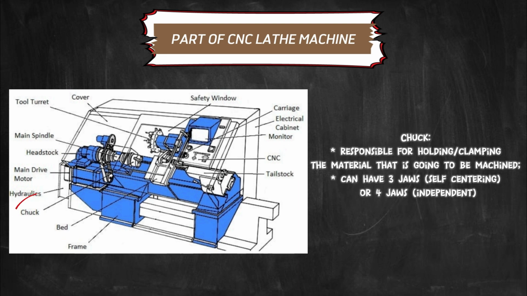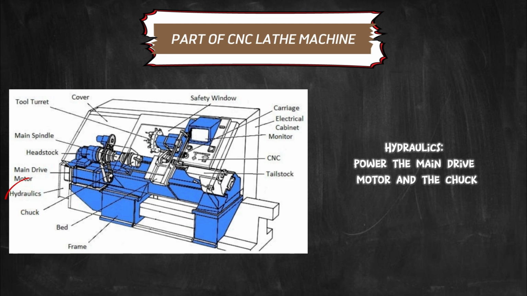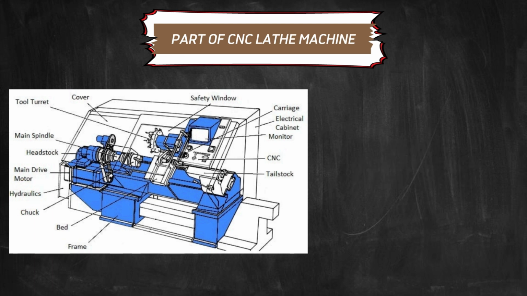Number 3, here we have the chuck. Chuck is responsible for holding and clamping the material that is going to be machined, and a chuck can have 3 jaws self-centering or 4 jaws independent. Number 4, we have hydraulics. Hydraulics power the main drive motor and the chuck.